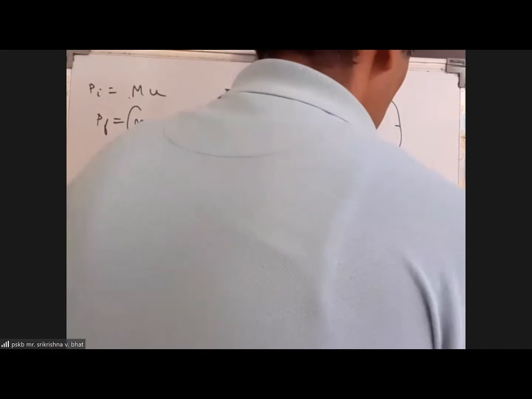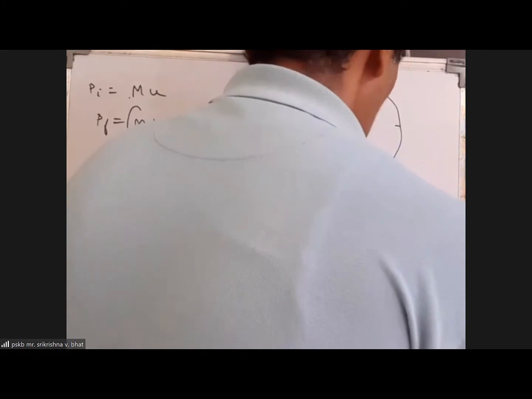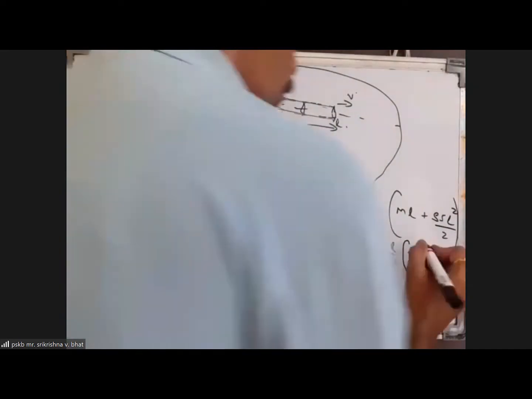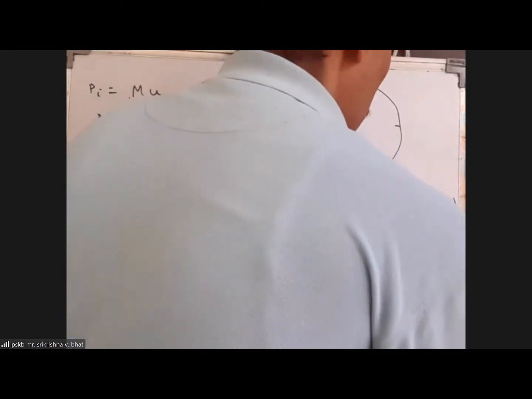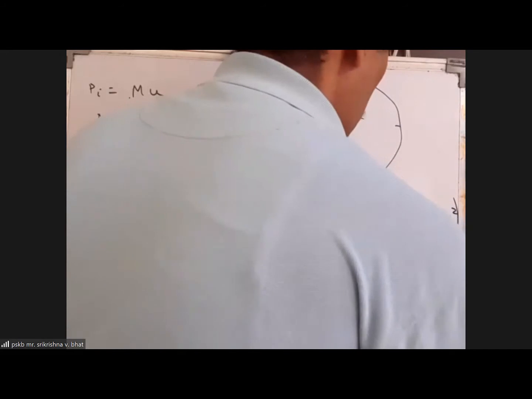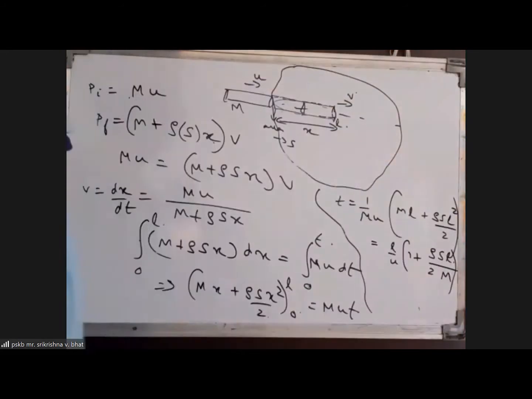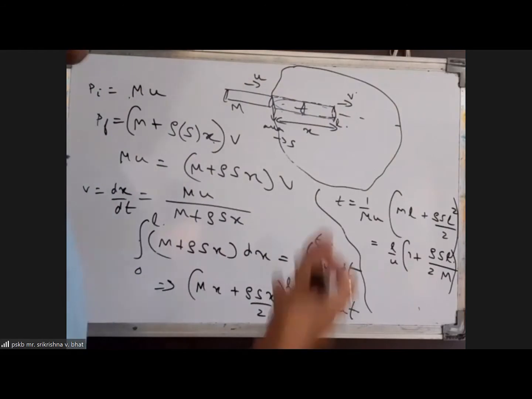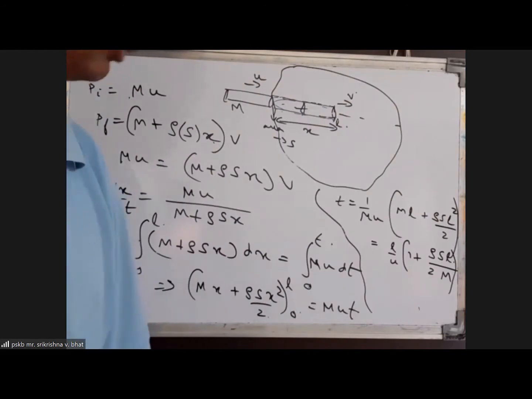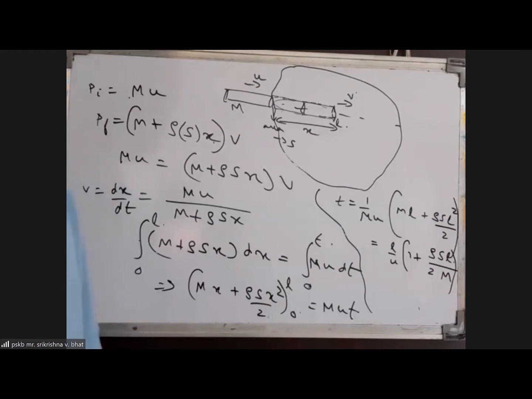It will be again L by u, we can take common, it is 1 plus rho s L by 2. So that's what we get: T equal to L by U into 1 plus rho s L by 2. This is the time taken by the spaceship to cross the cloud.